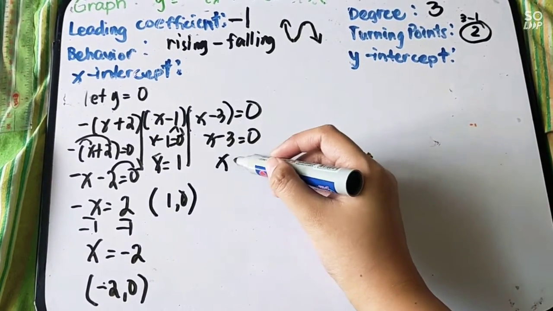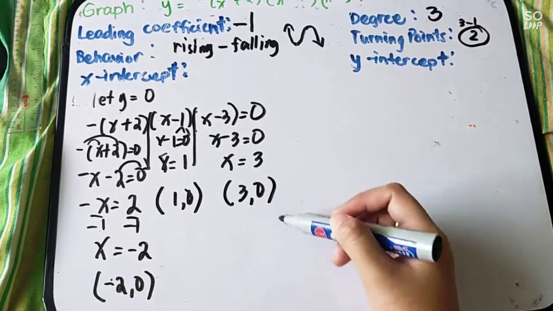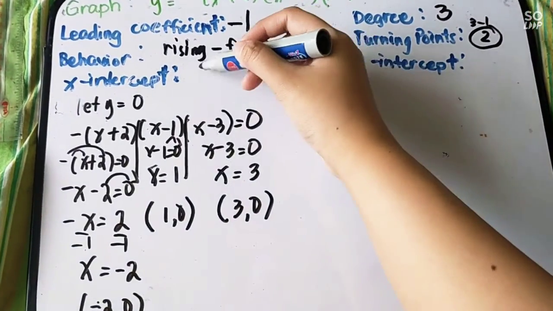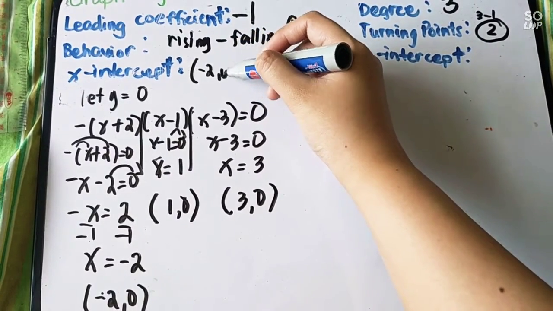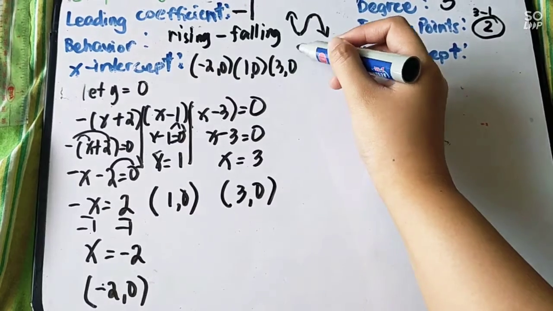Then this one, transposed, equals positive 3. We have 3 and 0. So our x-intercepts are (-2, 0), (1, 0), and (3, 0).